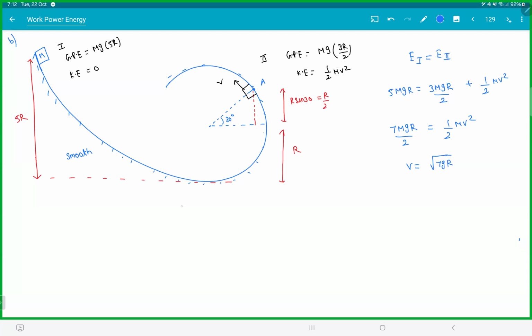So if you draw your free body diagram here, this is the block here. What are the forces? Normal reaction. Your mg is this way. This is 30 degrees. So this will be mg sine 30. This would be mg cos 30.